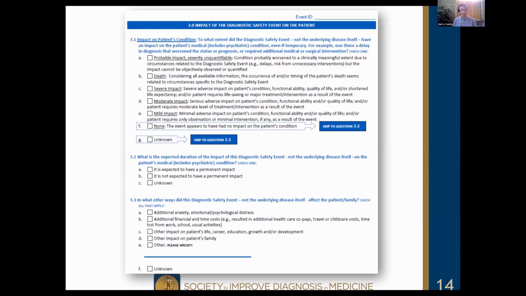So that is actually different from the basic hospital reporting. And so that is a specific addition for diagnostic safety events, which I would argue should be for all reporting as a whole. Next slide, please.